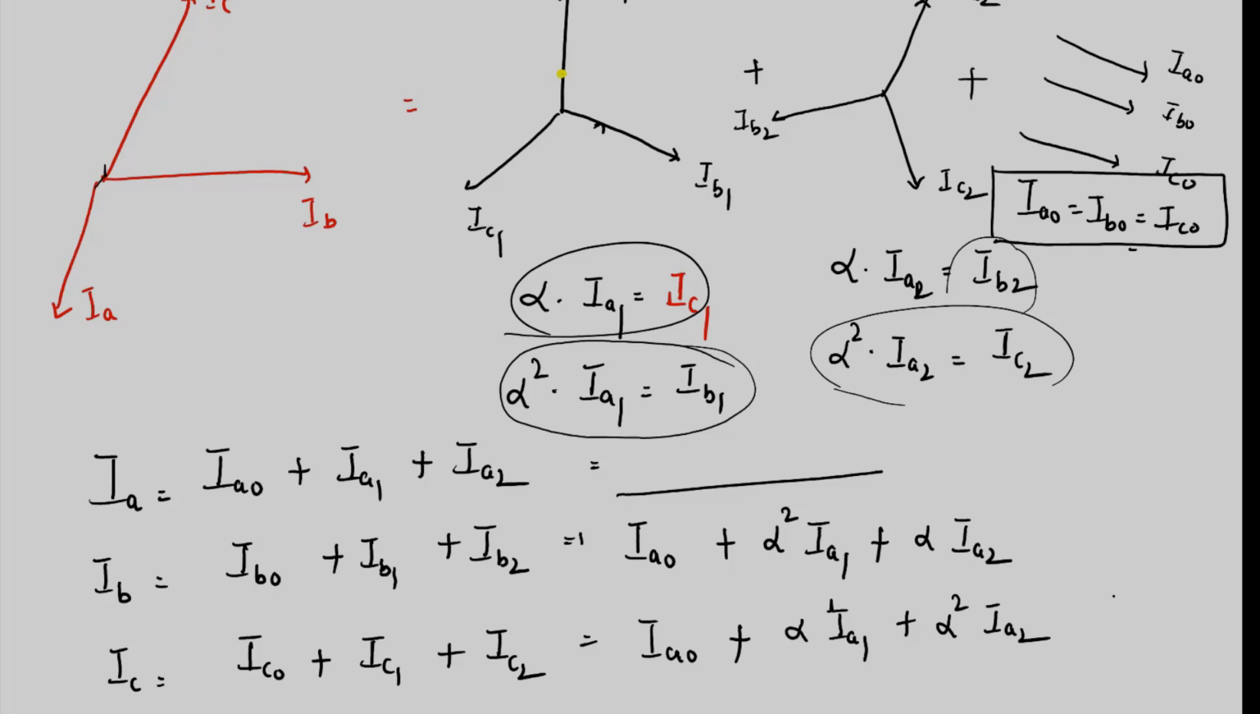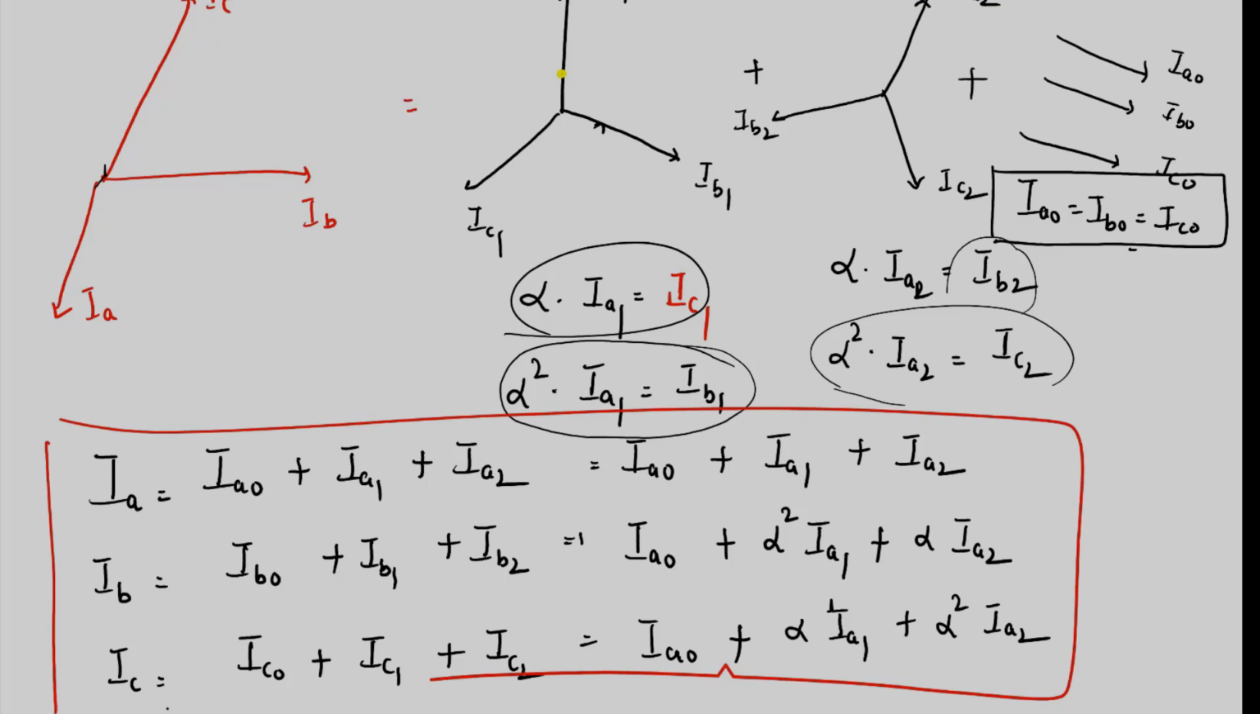Here the first term I am copying exactly same, that is IA naught plus IA1 plus IA2. Okay, so this relationship I can write in the form of a matrix, that is IA is equals to this one, IB equals to this one, IC equals to this one. I can write in the form of a matrix.